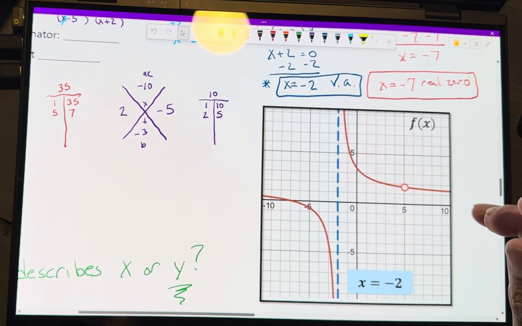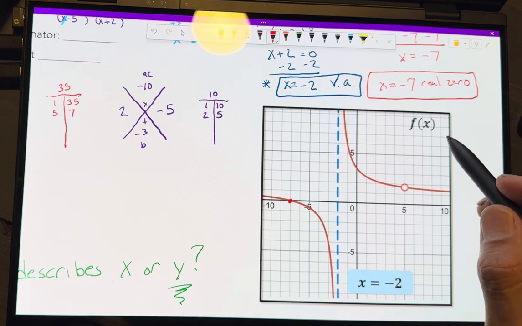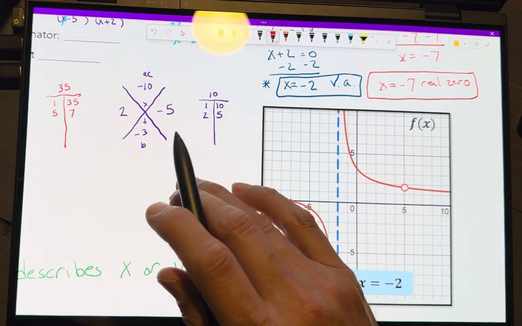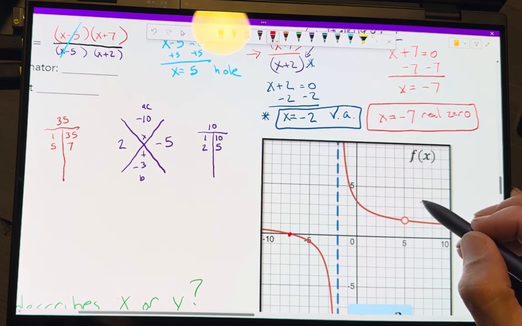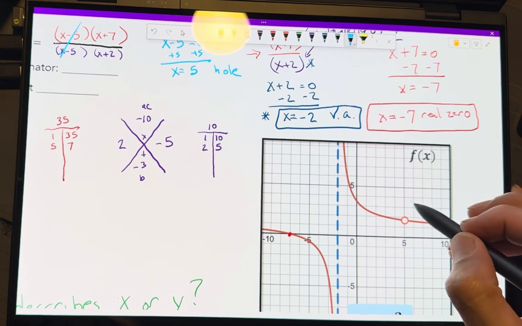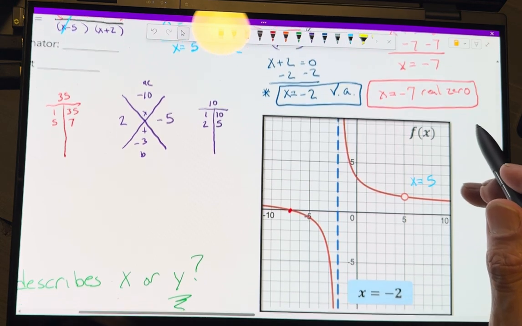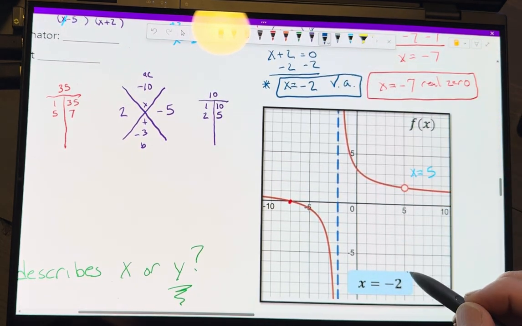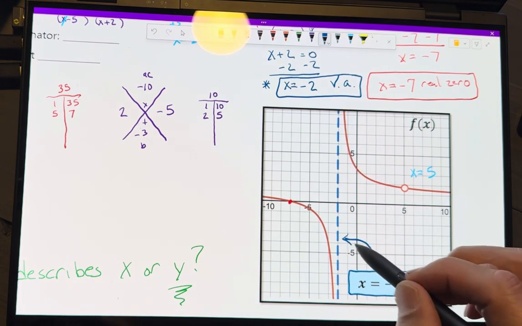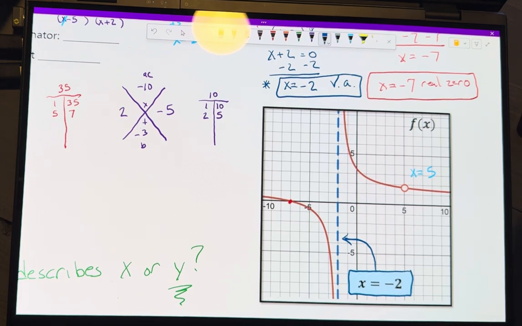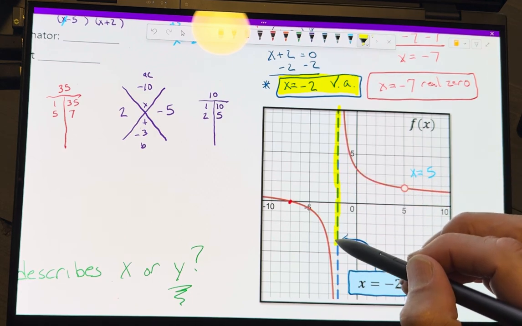So let's take a look at this. We can see our real 0 pops up right here. We can see our hole that we found, x is equal to 5, is here, where x is equal to 5. And the vertical asymptote that we found at negative 2 is right here. This is our vertical asymptote. This is what we're looking for.